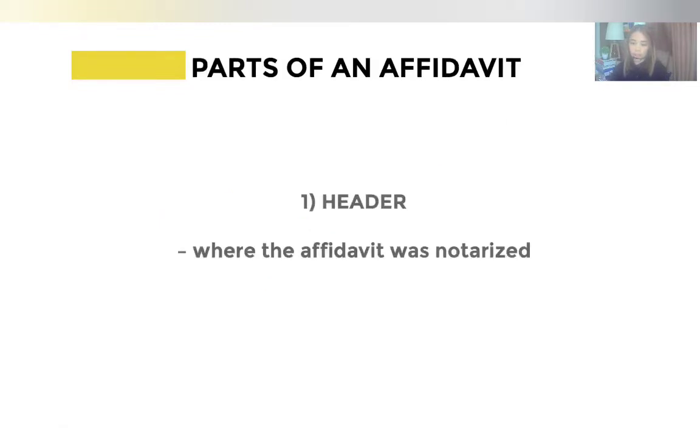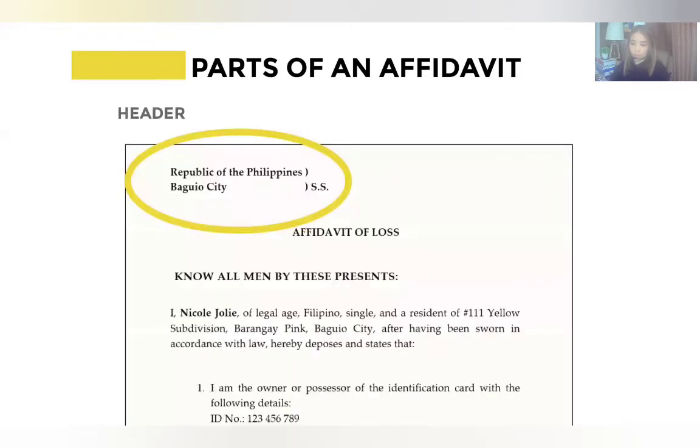First, we have the header. The header indicates the venue where the affidavit was notarized. This is to show whether the notary public has acted within his or her jurisdiction. The 2004 Rules on Notarial Practice provide that a notary public shall not perform a notarial act outside his or her regular place of work or business. This is how a header should look like.